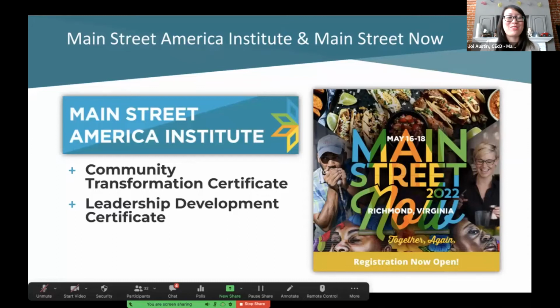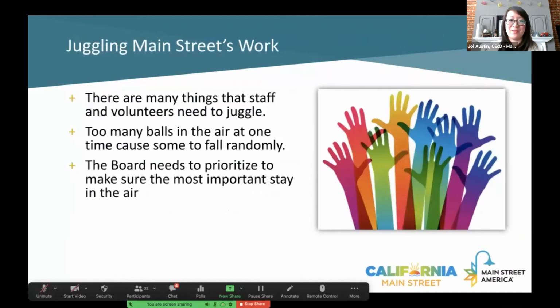So when you're talking with your other board members or other directors, sometimes that's just a great space to be in, to be able to really engage with that network. And here's the why, because Main Street works. It's a lot. There's a lot of different things that are being juggled. There's a lot of things that are happening with volunteers, with staff, with board members. Sometimes there's too many balls in the air at once.